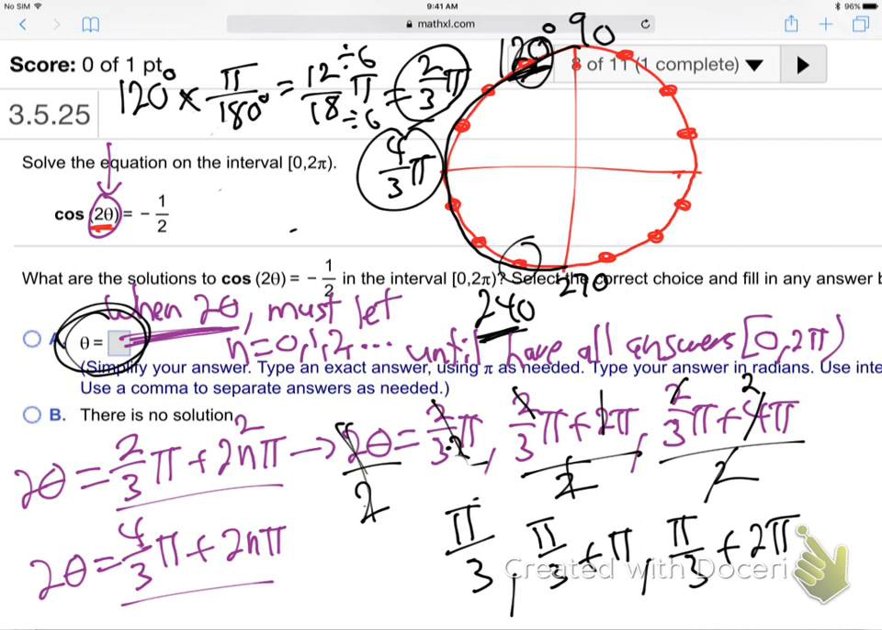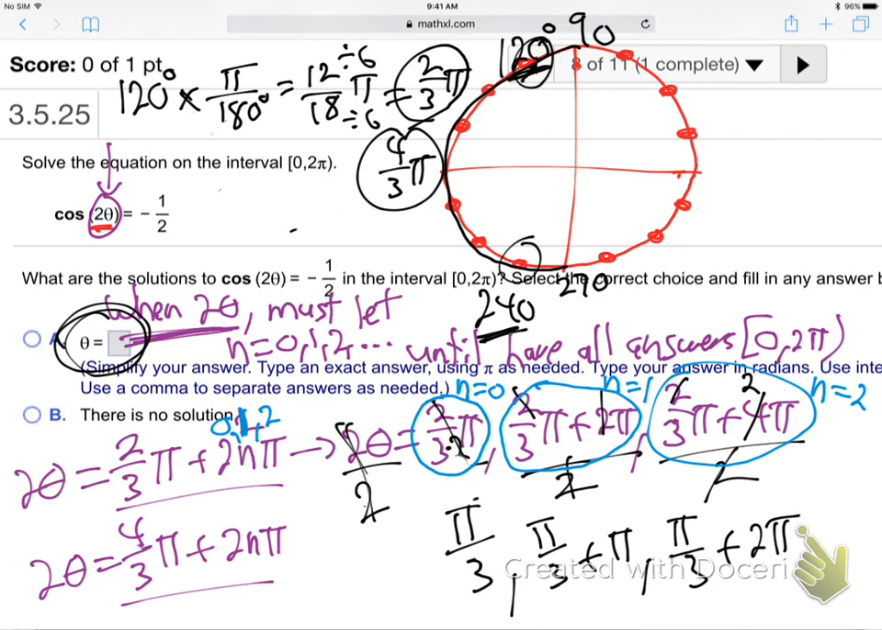It's easy to get lost. I know there's a lot of steps happening here. This came from n equals 0. This came from n equals 1. Right here, 0, 1, 2 for n. This came from n equals 2, right?